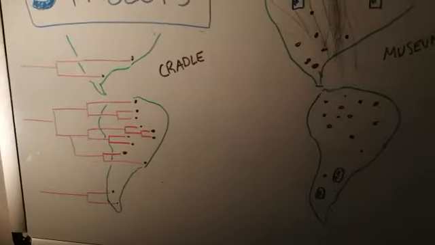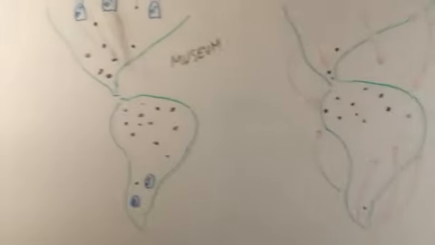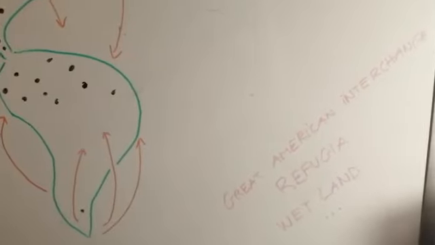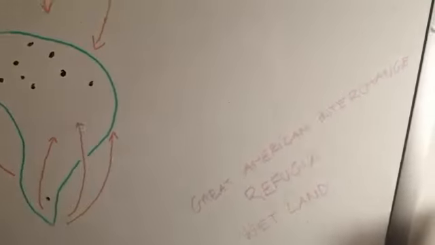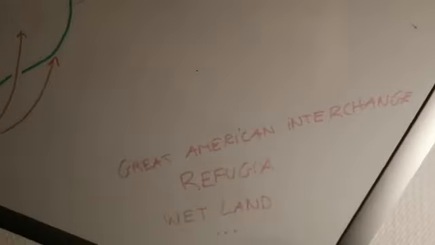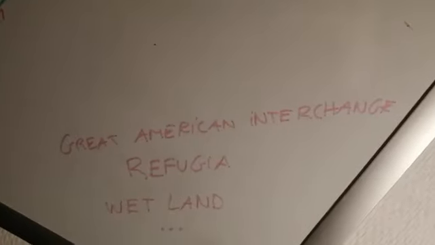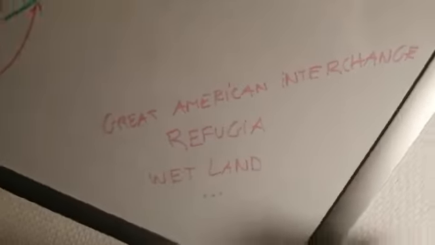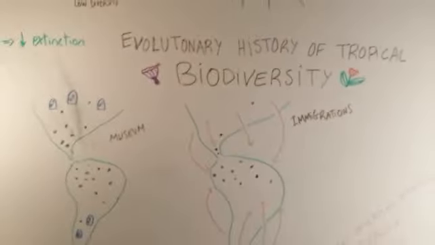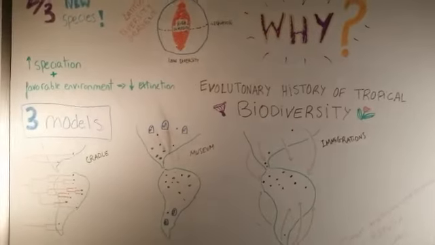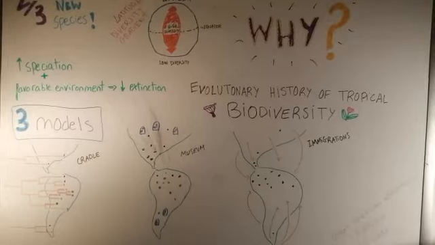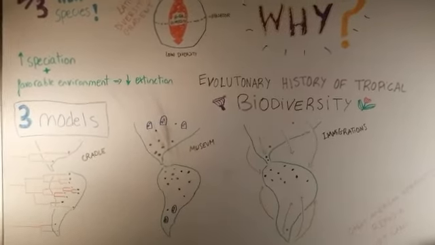So, based on these three models, some other very exciting and specific hypotheses explain why a high species biodiversity exists in different areas around the world: the Great American Interchange, the refugee hypothesis, the wetland hypothesis. Wow, sounds interesting, right? So continue then with your adventure in order to discover more about the evolutionary history of tropical biodiversity.